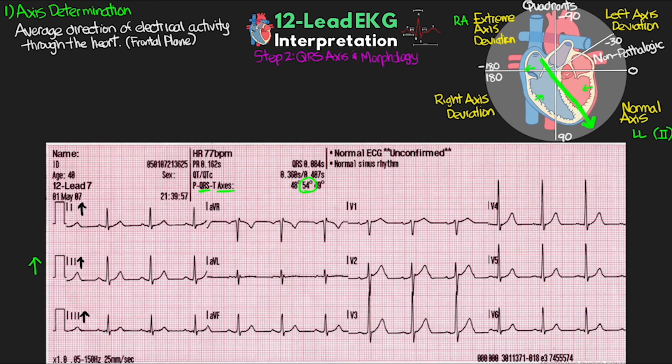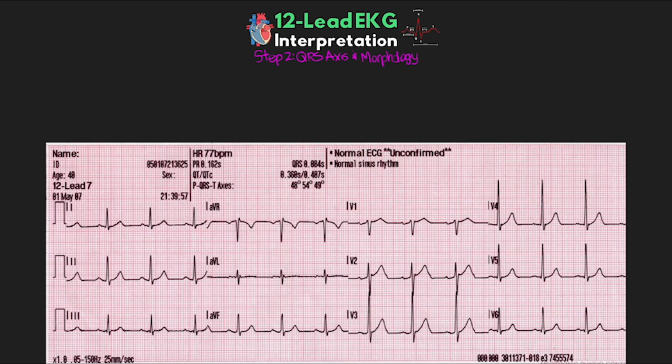All right, so after determining the axis, we then want to evaluate the QRS morphology, as this can really tell us a lot here. So first, if they have a wide QRS, we really want to determine the cause. Is this a bundle branch block or some other conduction delay?